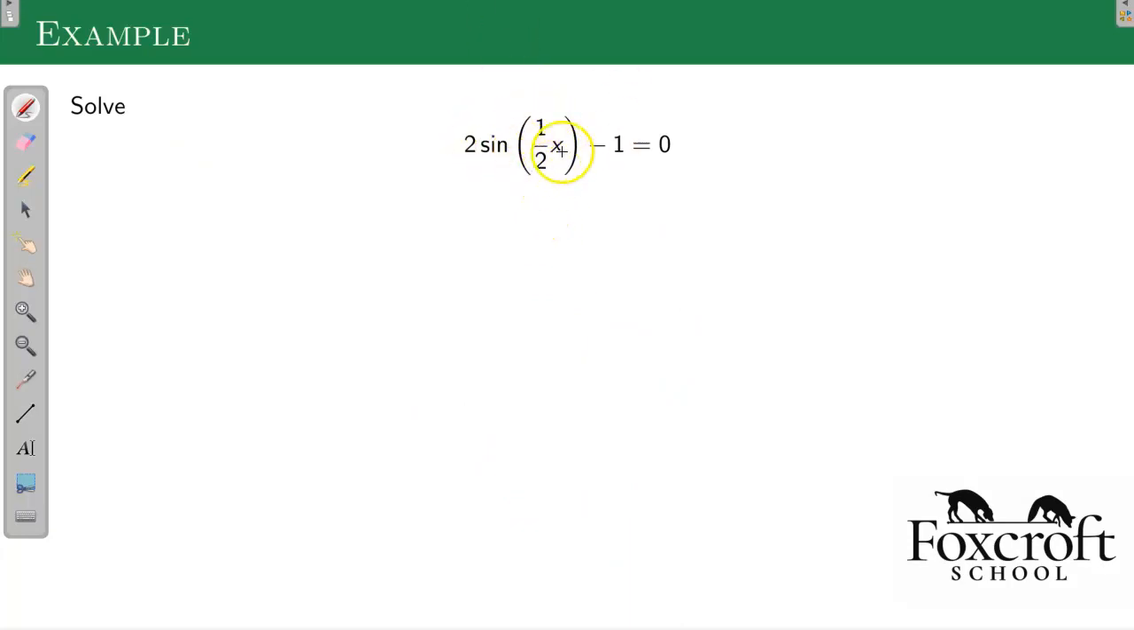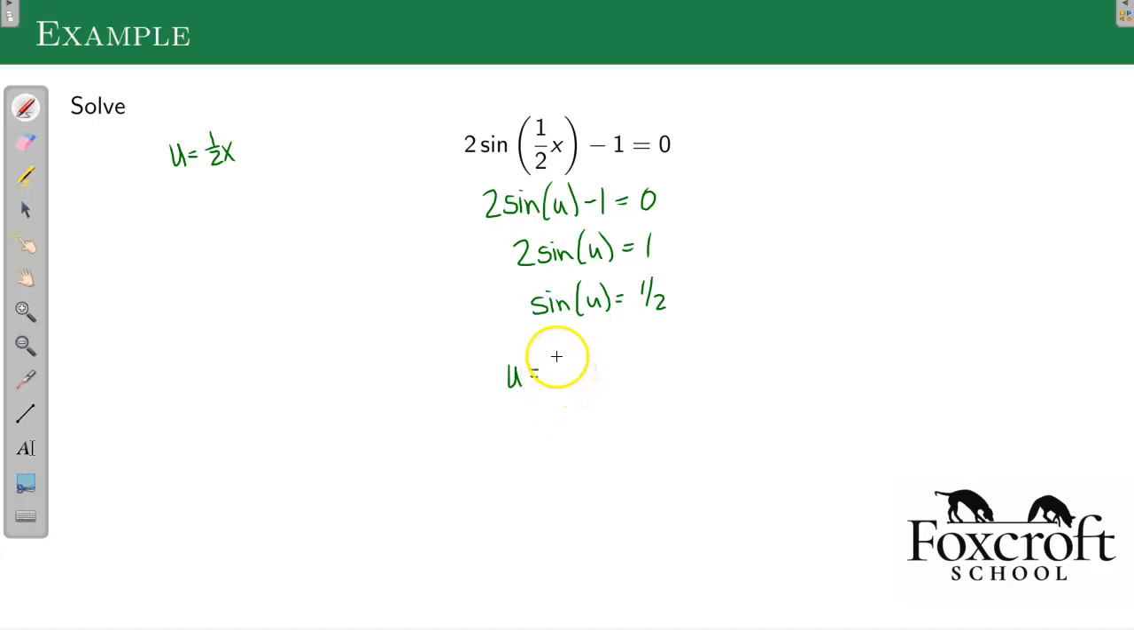Here's an example. The 1/2 x, there's something more complicated in here. So I'm going to make u = 1/2 x. It's going to be 2 sine of u minus 1. We know when we get an equation like this, our first step is to isolate the trig function. So I'm going to add 1 to both sides and divide by 2. And again, look at the unit circle. Sine is 1/2 at pi over 6 and 5 pi over 6.